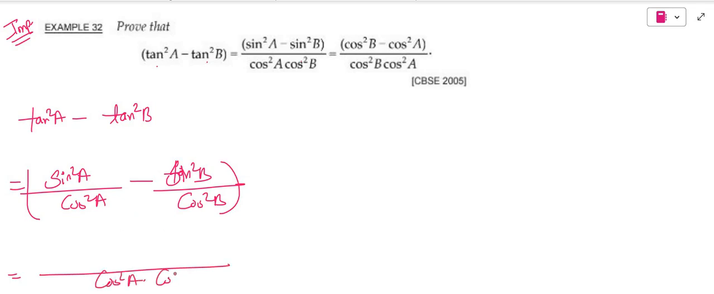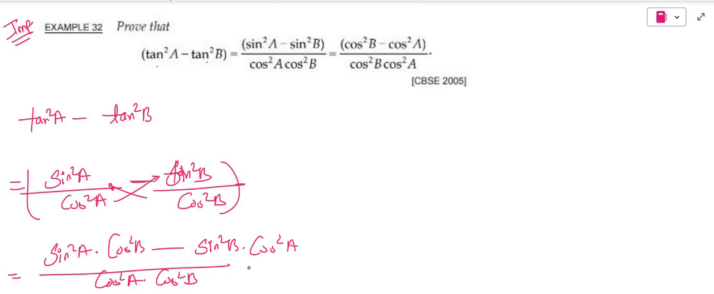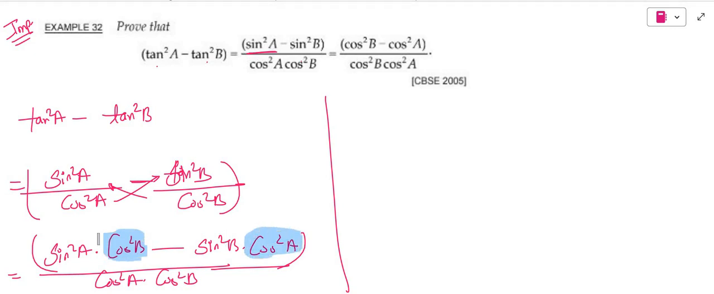Cos square a into cos square b, and this into this and this into this. That's how we write. So this is sin square a into cos square b minus sin square b into cos square a. ठीक है, यहाँ तक ओके है. पर we need, देखिए जो प्रूफ करना है वो sin square a sin square b करना है आपको. You don't need this cos square b, you don't need cos square a. So somehow we have to eliminate these two.